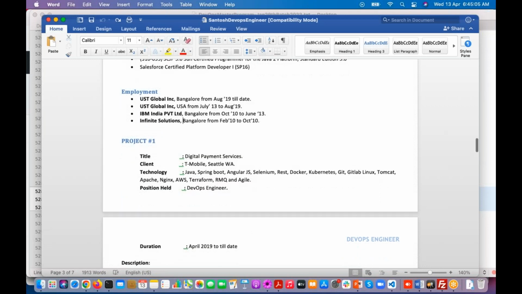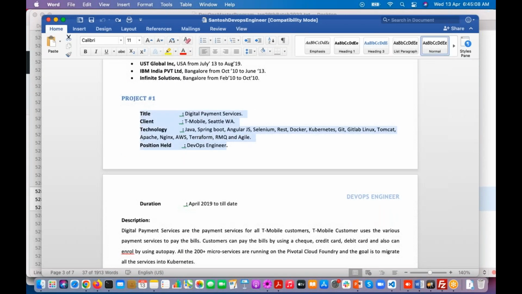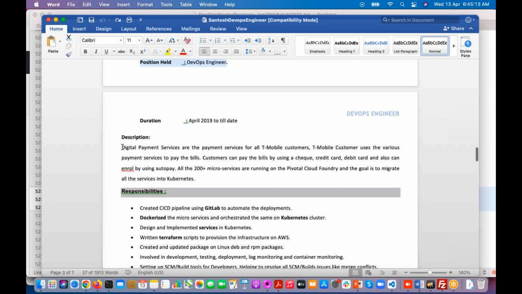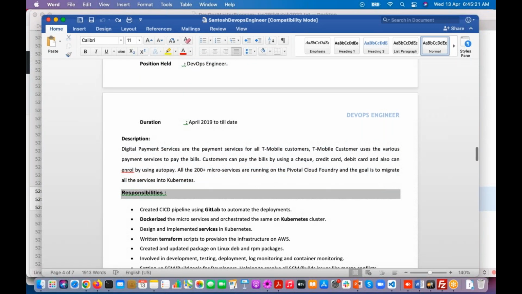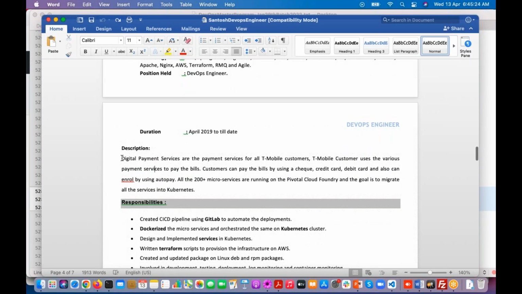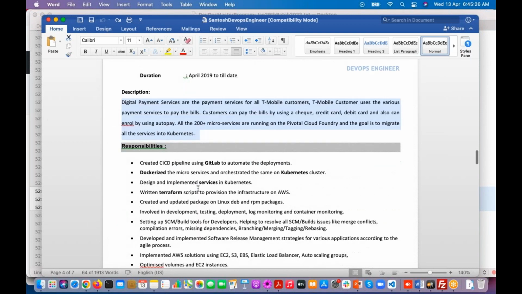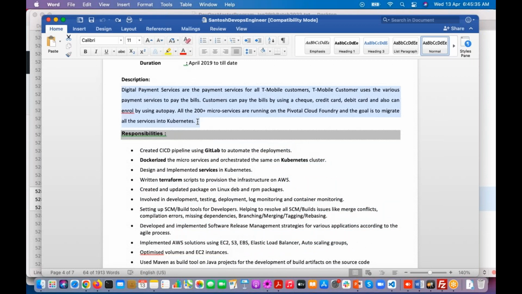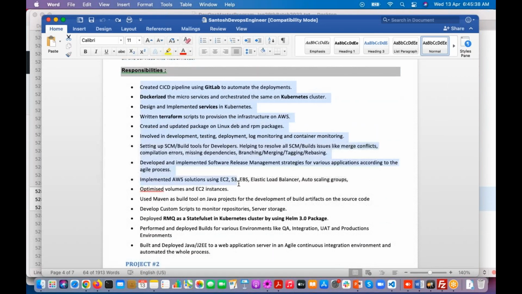So, see here, he mentioned some projects. He was working as a Java developer in this project, digital payment services, the payment service for all T-Mobile customers, right? For the same project, under roles and responsibilities, he changed them. He was working as a Java developer for the same project, just changed the roles and responsibilities. These roles and responsibilities, you can get from the sample resumes.